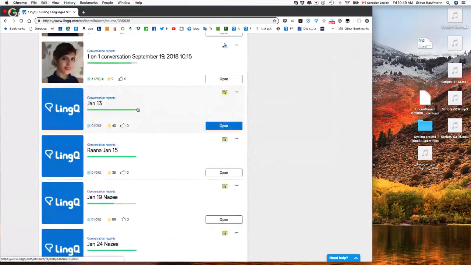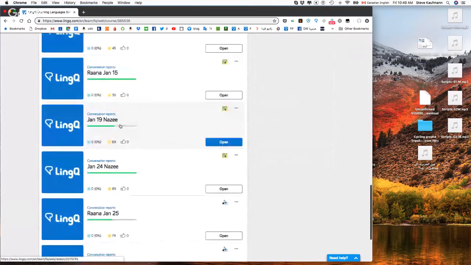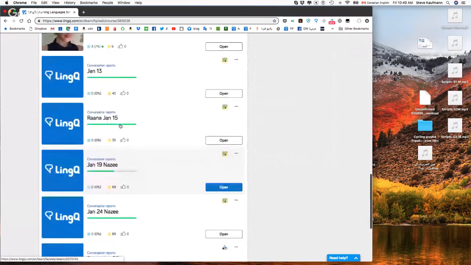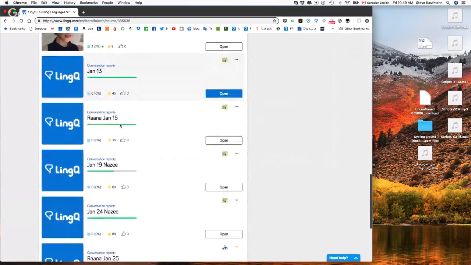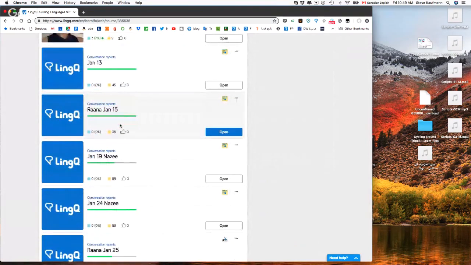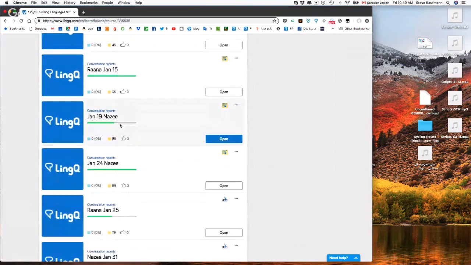Rana was my first tutor. She's a LingQ tutor. And then I also found another tutor, Nazi, who, oh, it's interesting too. Rana is married to a Pole and lives in Poland, Lahistan as it's called in Persian. And Nazi lives in Iran, in Tehran.